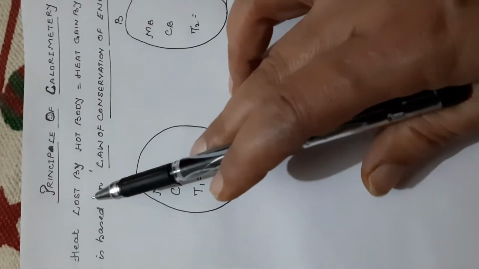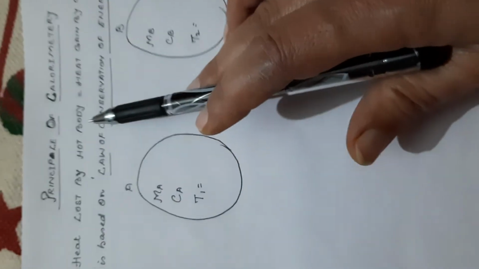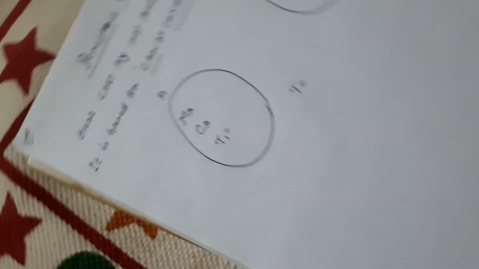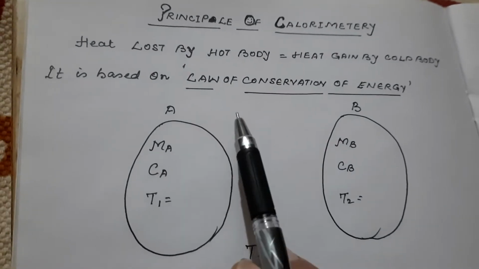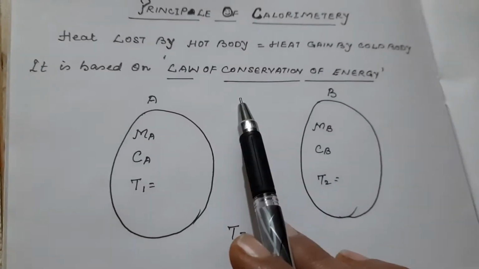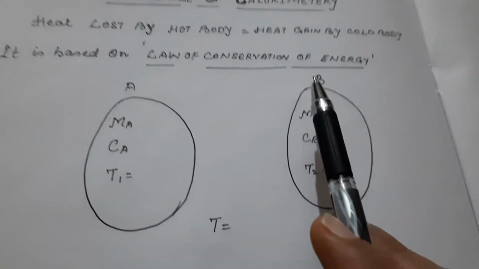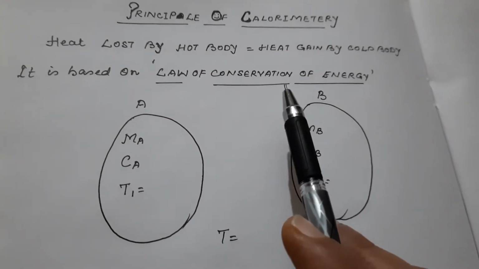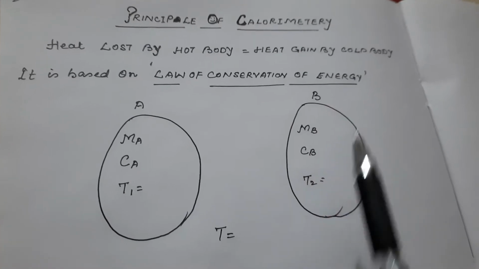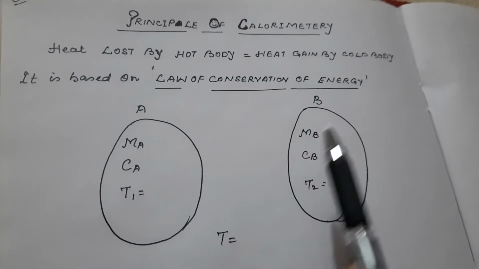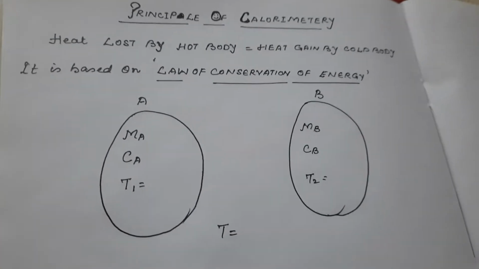According to the principle of calorimetry, heat lost by a hot body is equal to heat gained by a cold body. It is based upon the law of conservation of energy. What is the law of conservation of energy? Energy is neither created nor destroyed, it simply converts from one form to another form. The principle of calorimetry is also based on the same law.